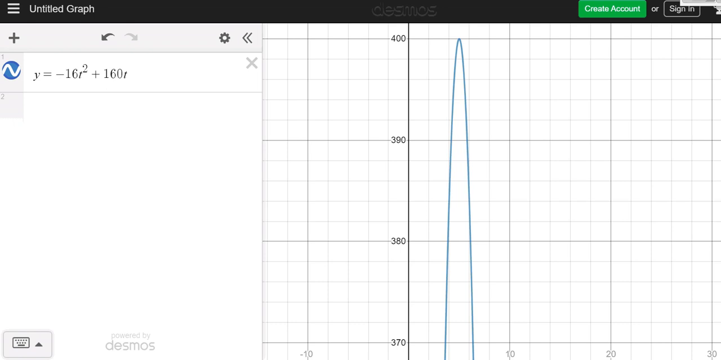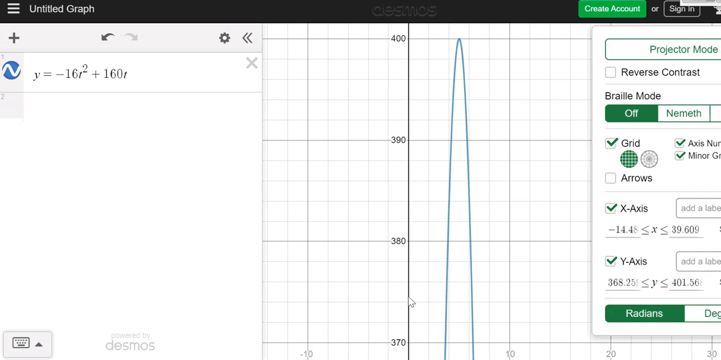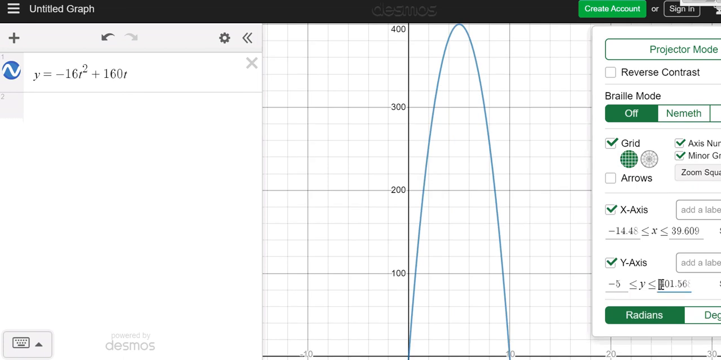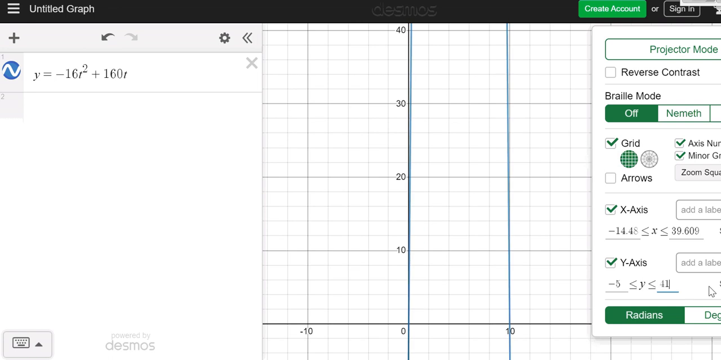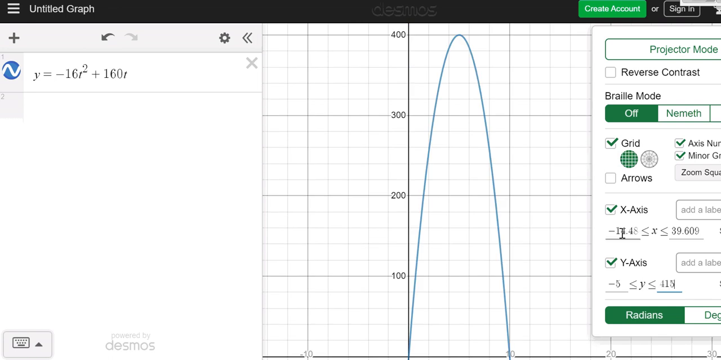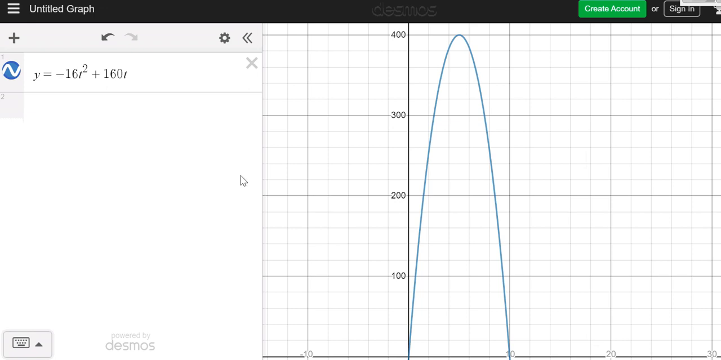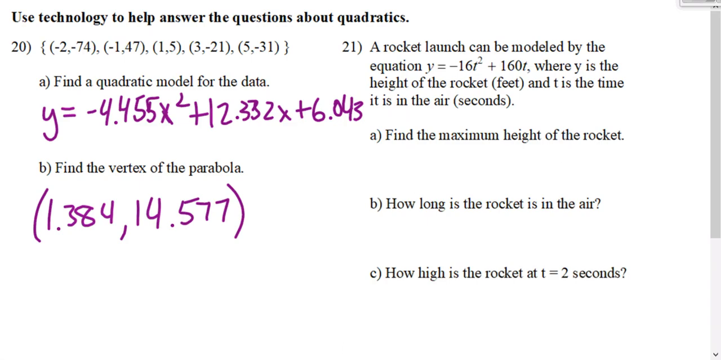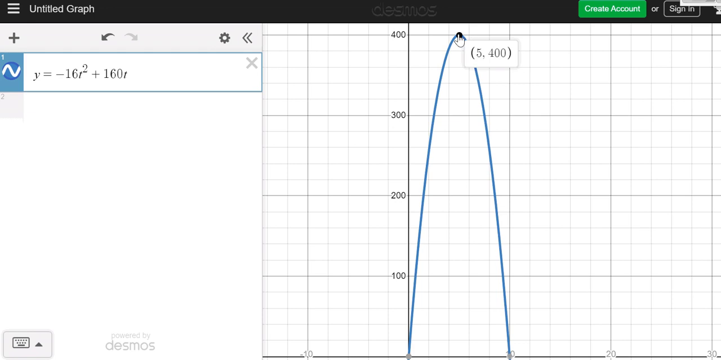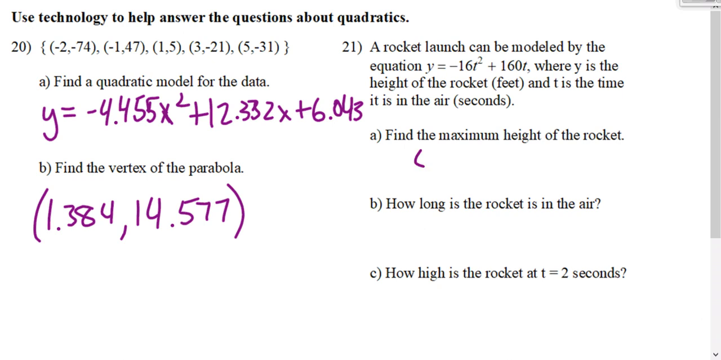Okay, so you know what I can do is if I click on the wrench over at the right, I know you can't see it, but if I click on the wrench, I can change the settings. I'm going to change my y-axis to go from -5 to 415. And yeah, that's pretty good. Okay, so what were the questions? Find the maximum height of the rocket. Well, that's this point up here, the vertex. It looks like y is 400, that's the maximum height. So since we're in feet, that's 400 feet.